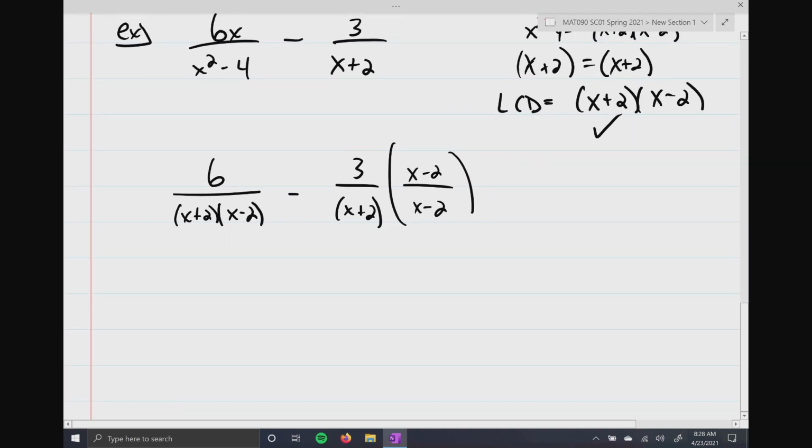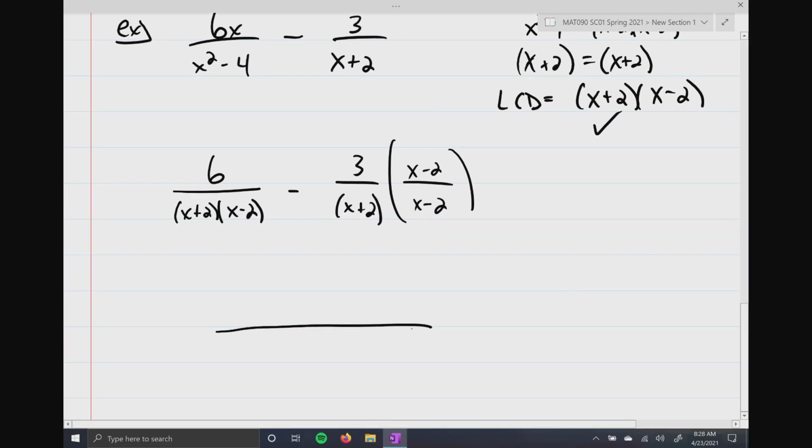So now I'm going to rewrite my problem with one denominator, and I'm going to rewrite it with one numerator. 6 minus 3 times the quantity x minus 2. And the x minus 2 has to be in parentheses. Are there any questions so far? Any questions? Let's finish the problem, and then we'll talk.